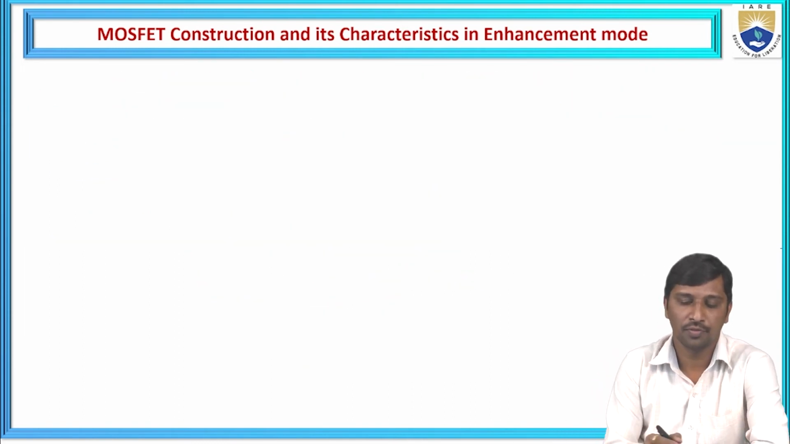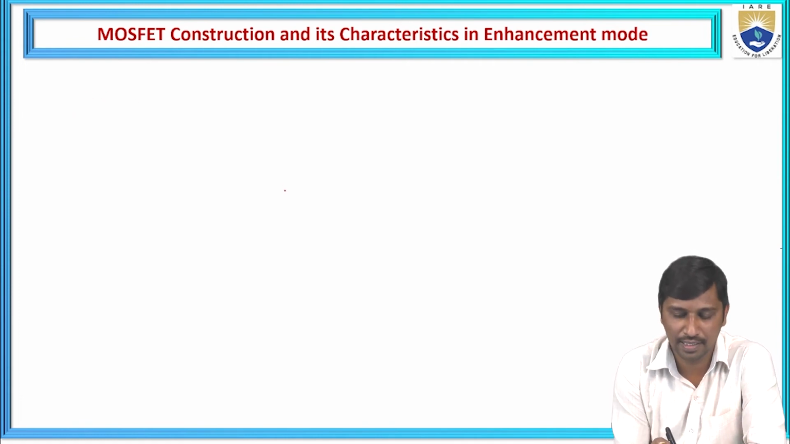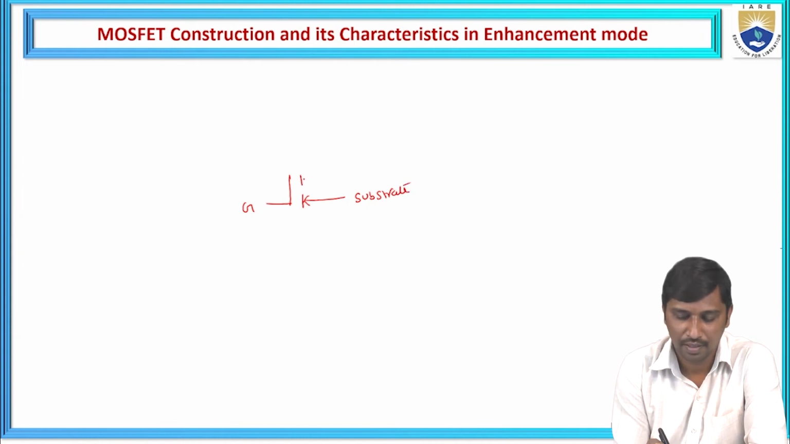So suppose you want to plot either the drain or the transfer characteristics. I'm going to take the N-type enhancement MOSFET. This is the gate, and let us take this as the substrate. In most cases the substrate should be grounded, and we know this is the drain, and this electrode is connected to the source.